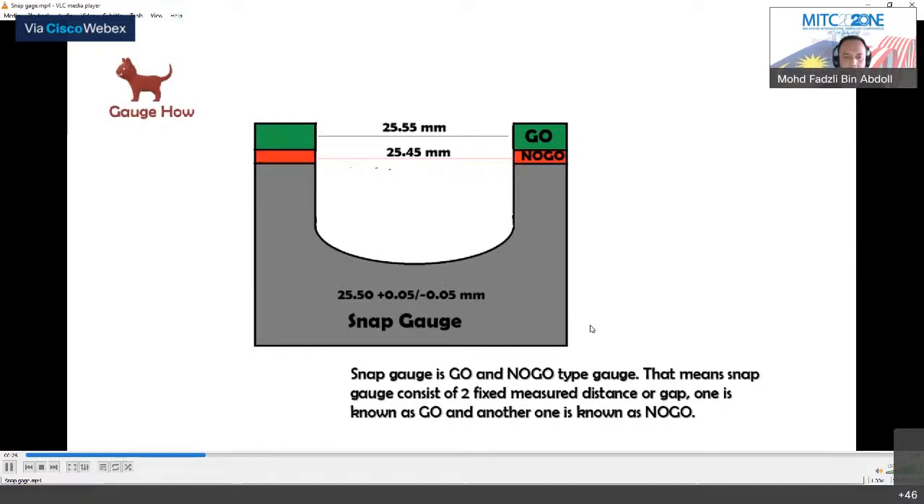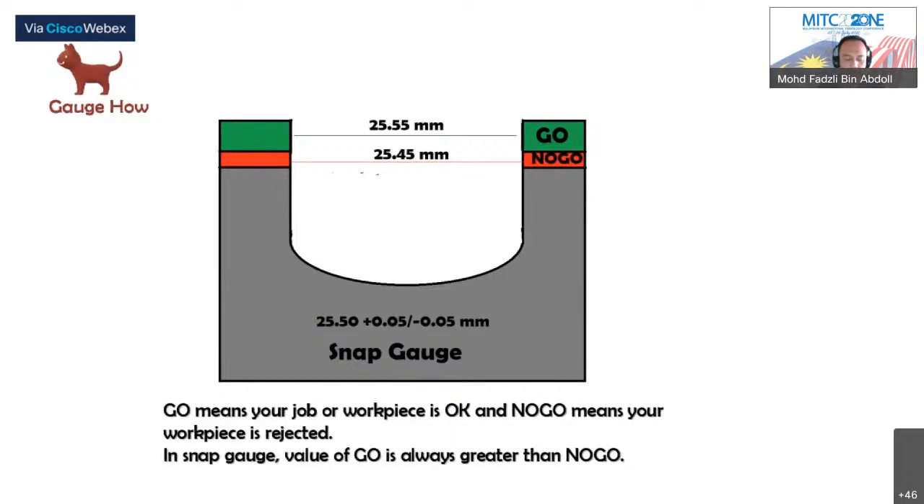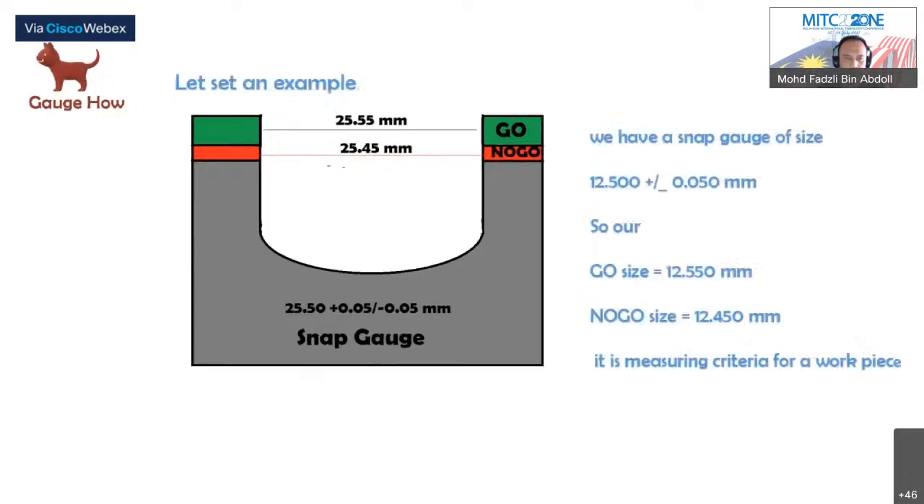Snap gauge is a go and no go type gauge. That means a snap gauge consists of two fixed measured distances or gaps. One is known as go and the other is known as no go. Go means your job or workpiece is okay and no go means your workpiece is rejected. In a snap gauge, the value of go is always greater than no go.